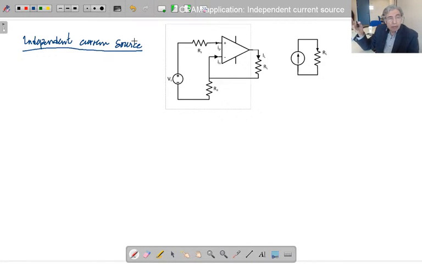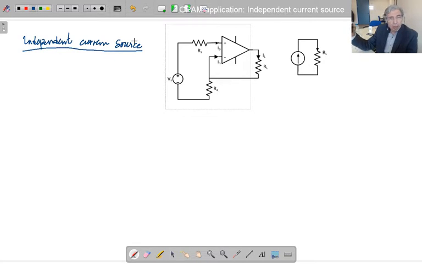DC independent voltage sources are the batteries, which are very common in our everyday life. And the other one is the AC independent voltage source, which is available in the circuits. All the equipment runs by this energy source or power source.